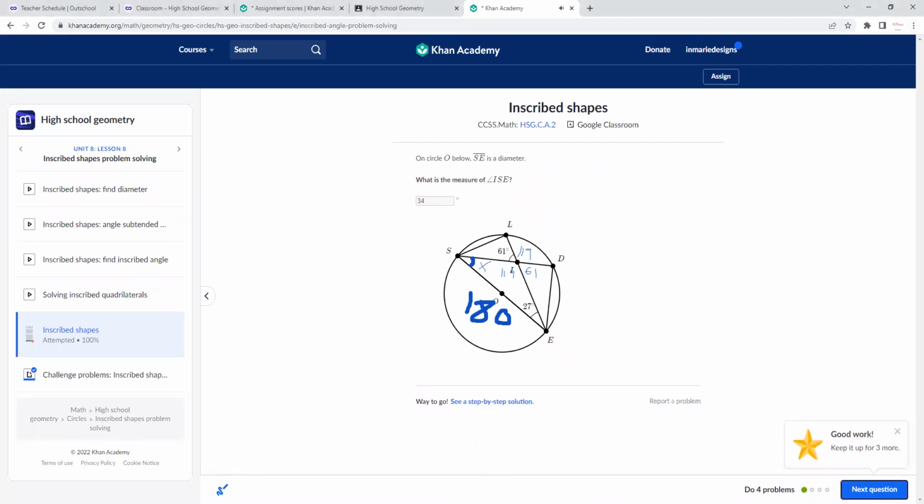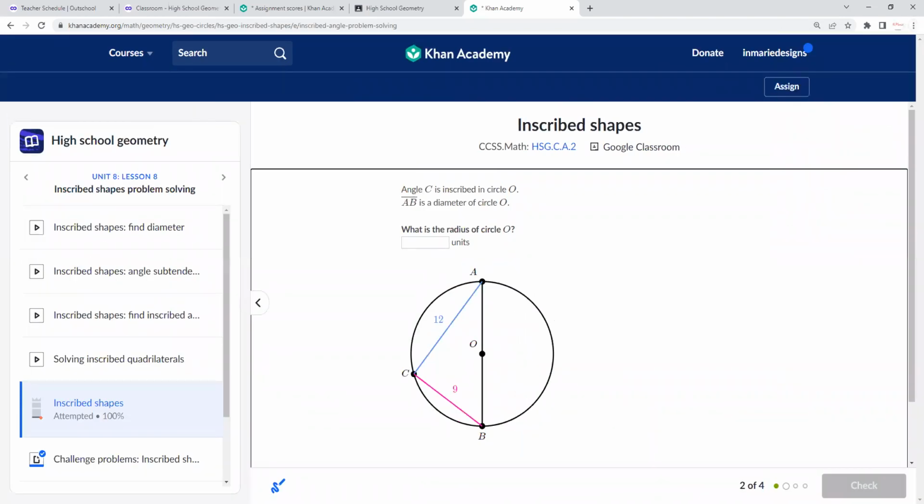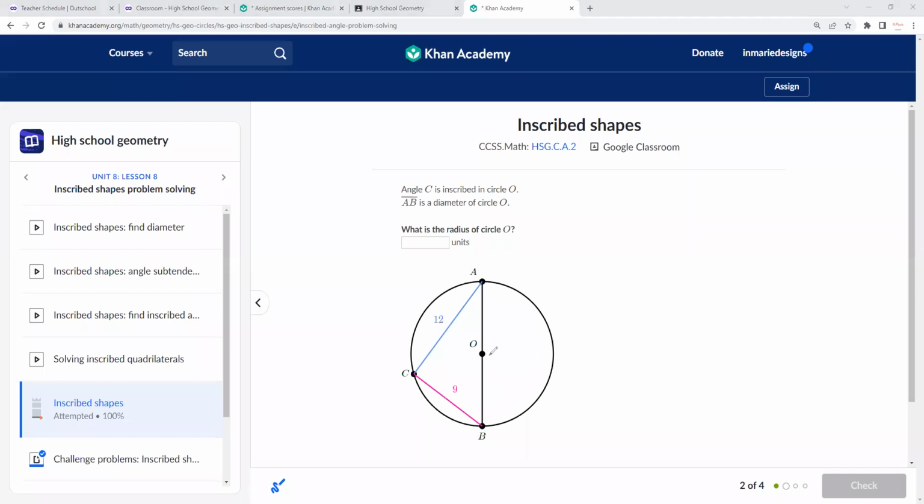So that's the way I would do this one. I'm sure there's other ways you can do it and still get the correct answer. For these, you really just got to use what you know to find the missing piece. It says, what is the radius of O? Okay, so we need to look for this, which is the radius. Well, this makes a right triangle. It says that angle C is inscribed on circle O, so this makes a right triangle here. I could do the Pythag theorem, find the diameter, and split that in half.